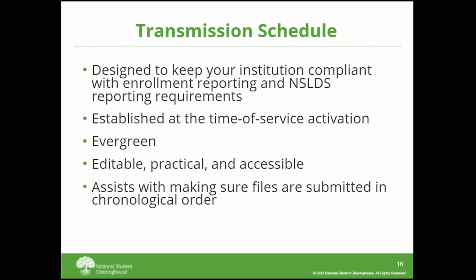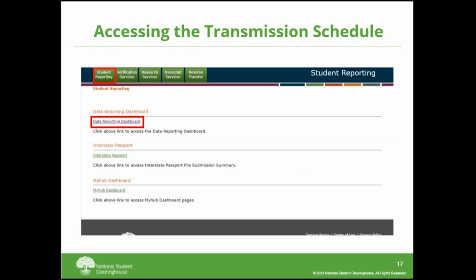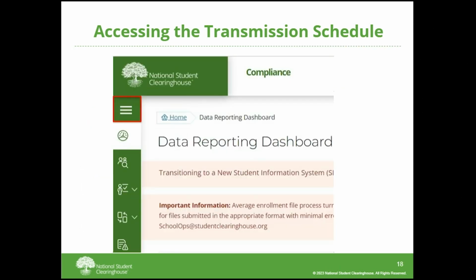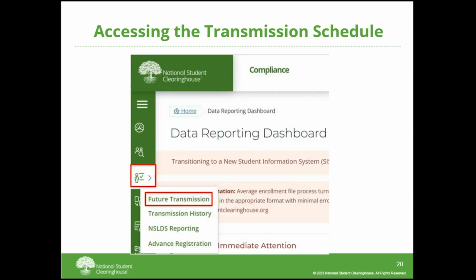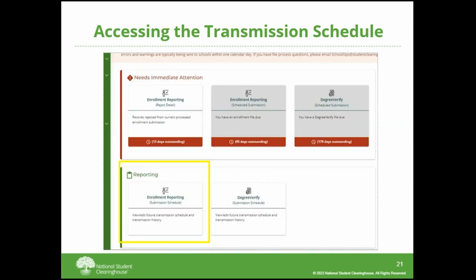You can edit your transmission schedule on our secure site by either adding a new submission or overtyping existing schedules. To access the transmission schedule, you will log into our secured website and click on the Student Reporting tab. Then click on Data Reporting Dashboard link. You can either click the left menu button to expand the options, click on Enrollment Reporting, then click on Future Transmission, or you can click on Enrollment Reporting icon without expanding the menu. Or you can click Enrollment Reporting tile in the reporting box under the Needs Immediate Attention box.